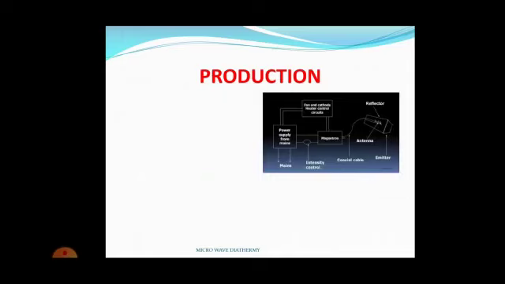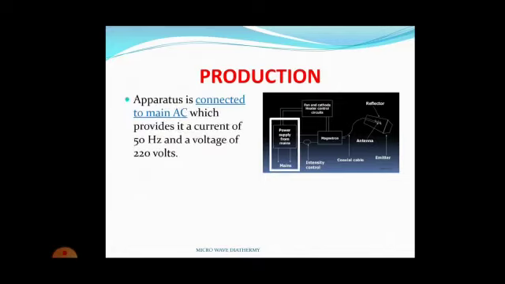Now let us see the production of this microwave diathermy. Just have a look at this diagram. This is a schematic diagram. As you can see in this figure, the mains is there. This machine is connected with alternating current supply. Generally we connect to the socket that is already present inside our clinic. This socket provides alternating current with 50 hertz frequency and 220 volts. Clear? This is nothing but the power supply to the machine.